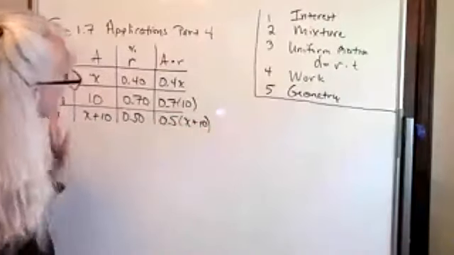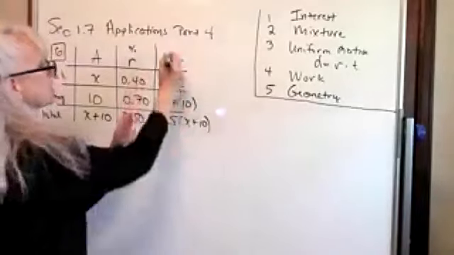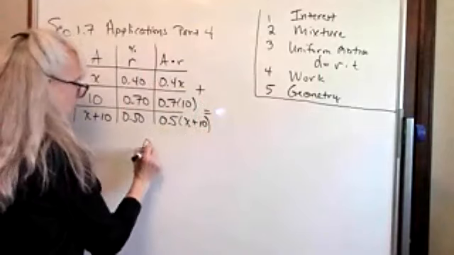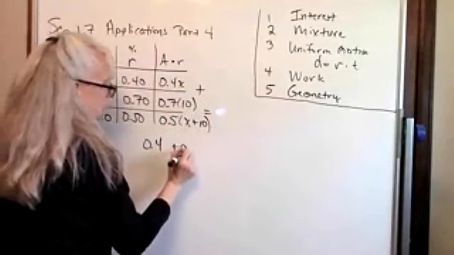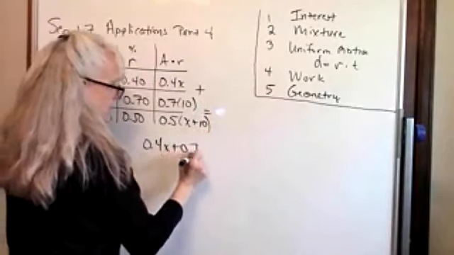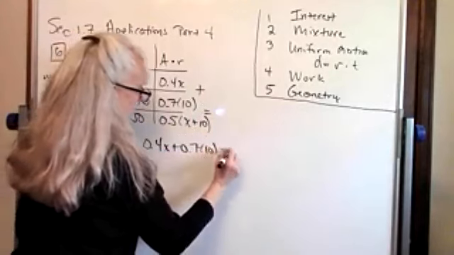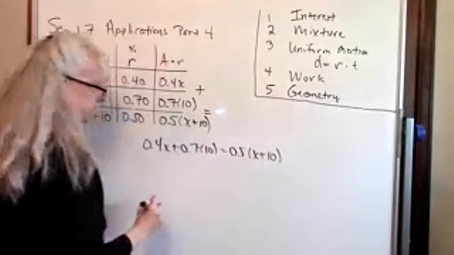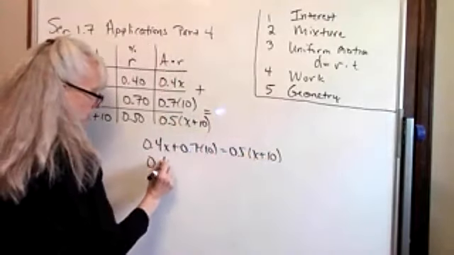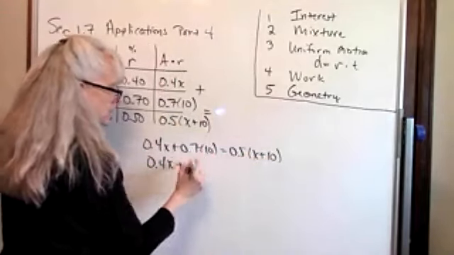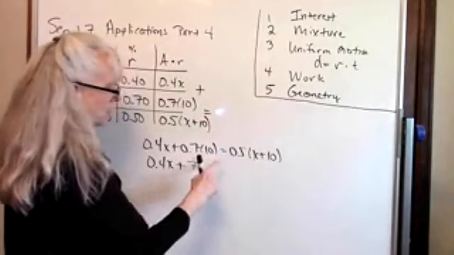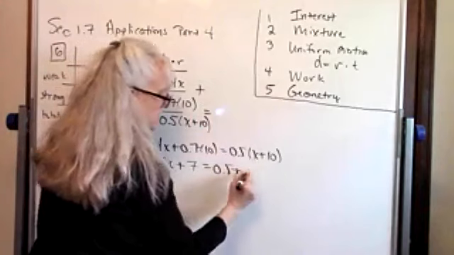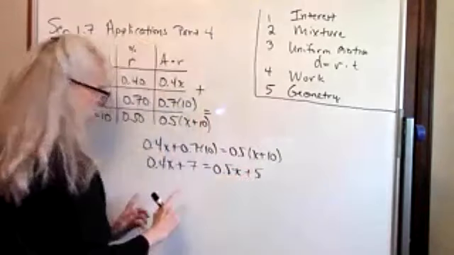Yay! Okay, let's write our equation. So again, the equation comes from this one. We're going to add the first 2 rows to equal the third row. So you have 0.4x plus 0.7 times 10 is equal to 0.5 times (x plus 10). And we can solve that. Get rid of all those parentheses. 0.7 times 10 is just 7. 0.5x and 0.5 times 10 is 5. So fairly easy one to solve.